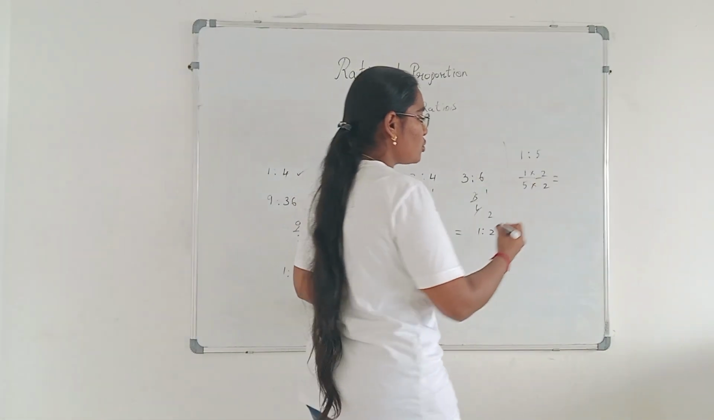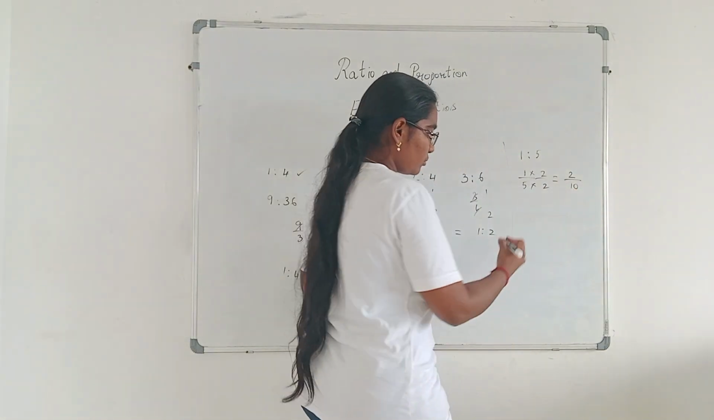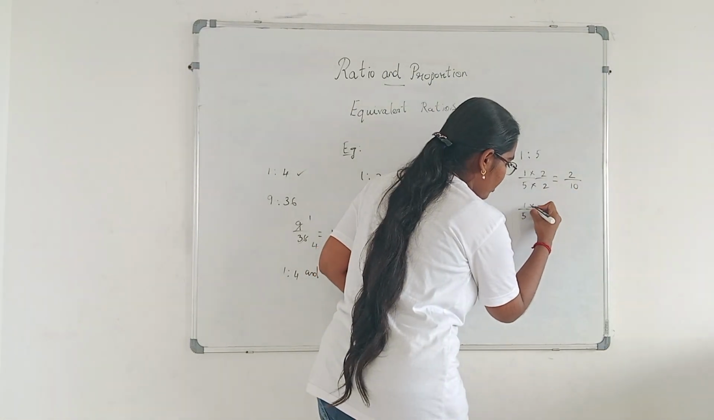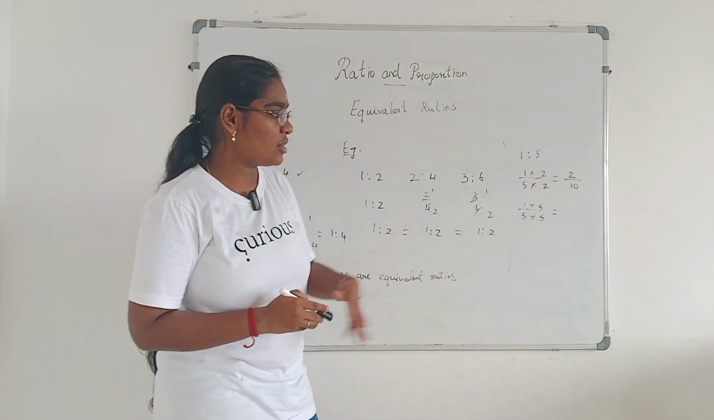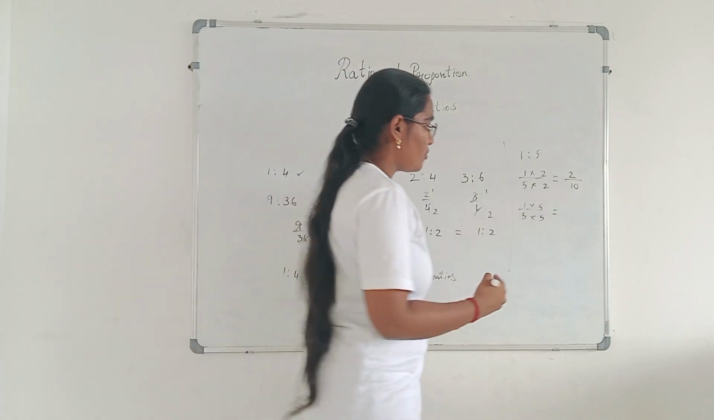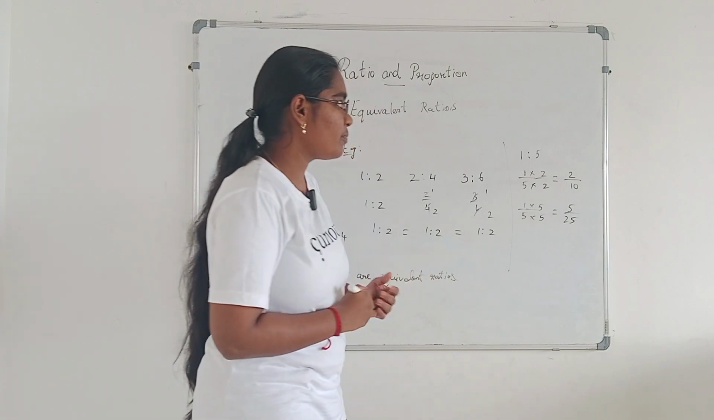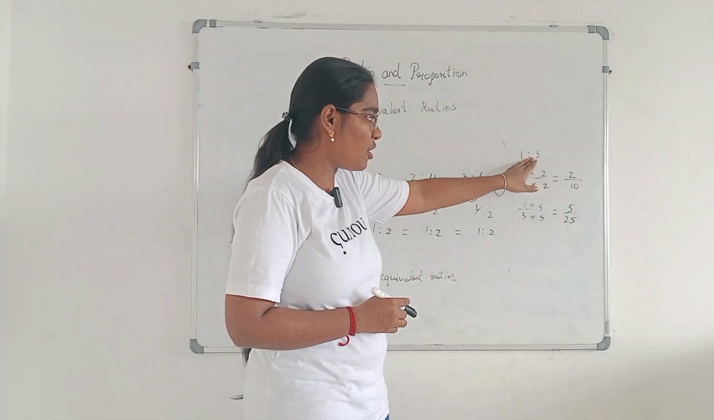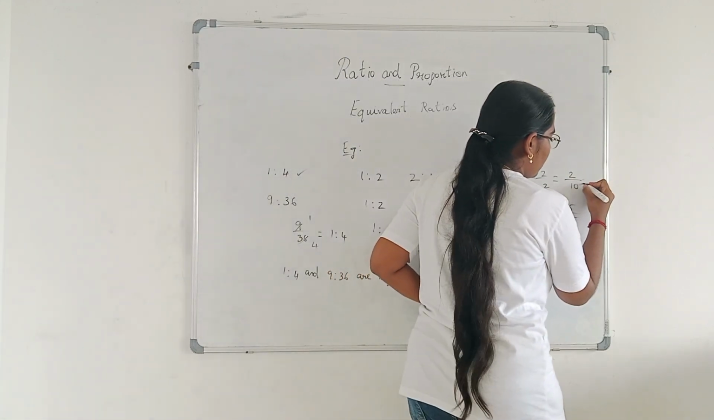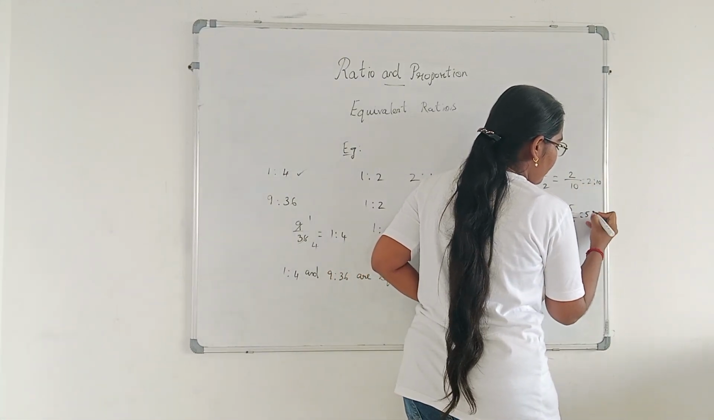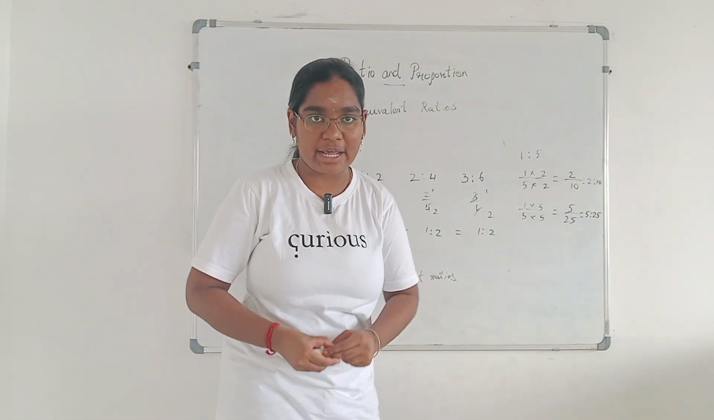So 1 into 2, 2. 5 into 2, 10. Next, for 1 is to 5, multiplying the numerator and denominator by 5. So 1 into 5, 5. 5 into 5, 25. So the equivalent ratios of 1 is to 5 are 2 is to 10 and 5 is to 25. Like this you can find many equivalent ratios.